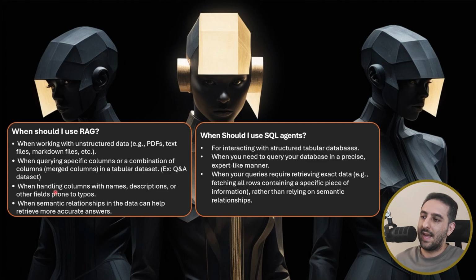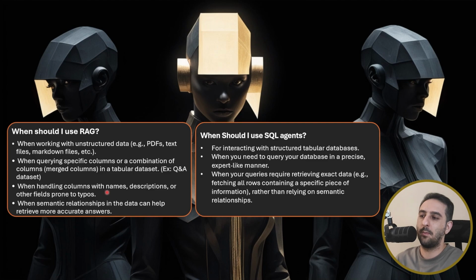Third is handling columns with names, descriptions, or other fields prone to typos. In case that is the scenario that you're dealing with, then, depending on the questions that your system should be able to handle, you might want to have a RAG system as a backup. So in case the SQL agent fails to give you the answer, then the RAG pipeline can be executed and you can see if that can improve your system's performance or not.